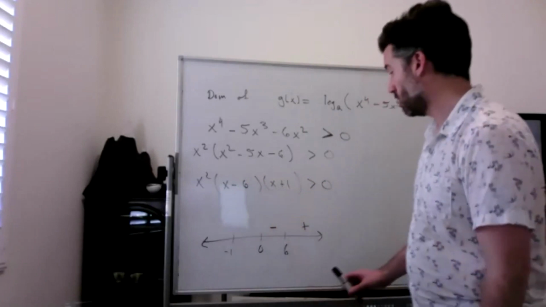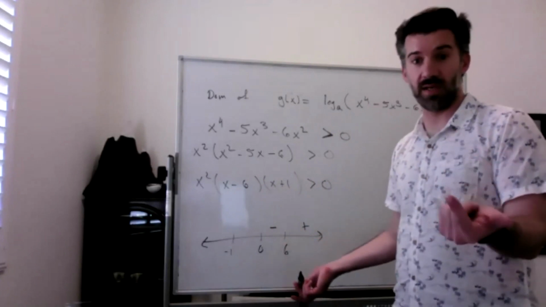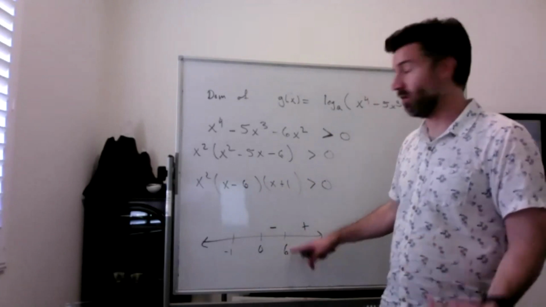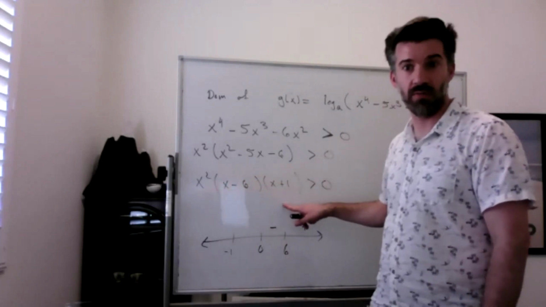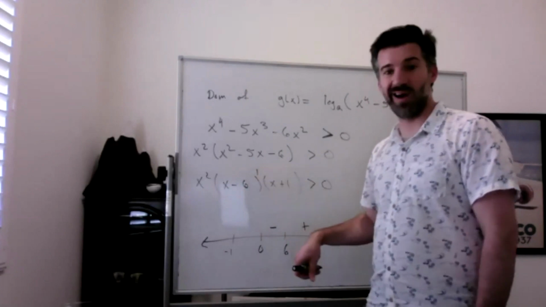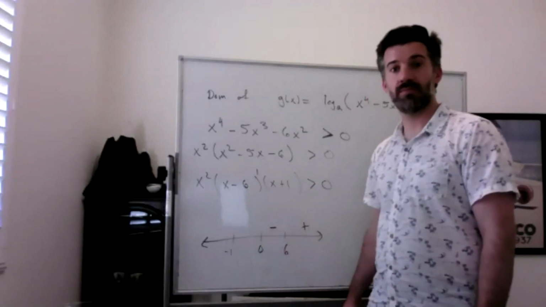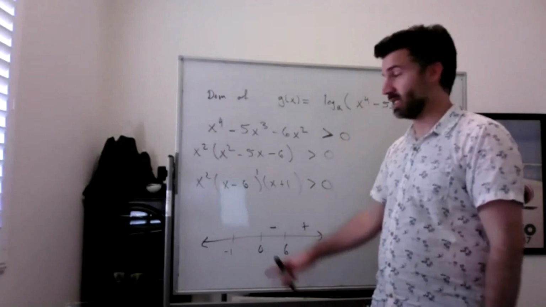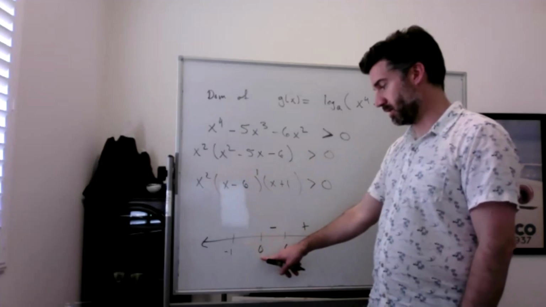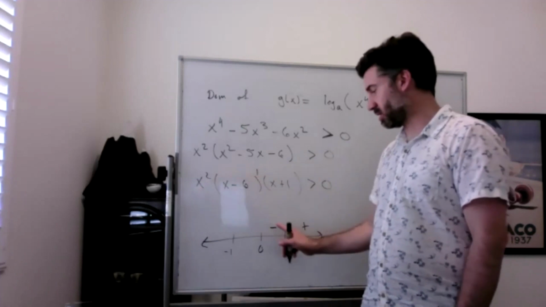Or you can use the method where you look at the multiplicity of the factor that the 0 came from. So this 0, x equal to 6, it's called a 0 because it makes the expression equal to 0. This 0 came from this factor. This factor has an odd multiplicity. When the multiplicity is odd, the sign changes. When the multiplicity is even, the sign stays the same. So from here to here, 0 came from this factor. This factor has an even multiplicity, so the sign is going to stay the same.